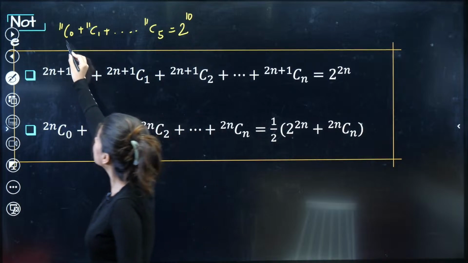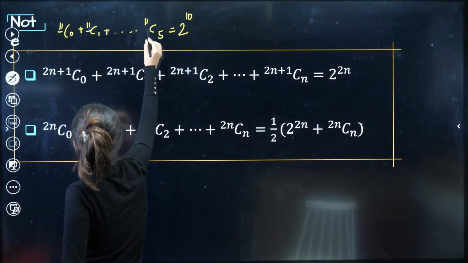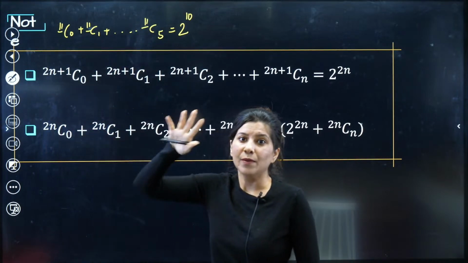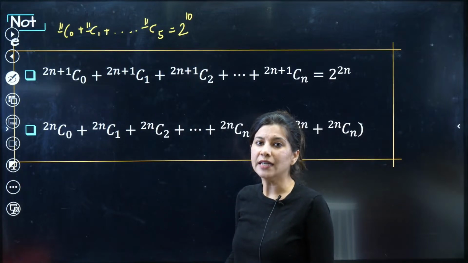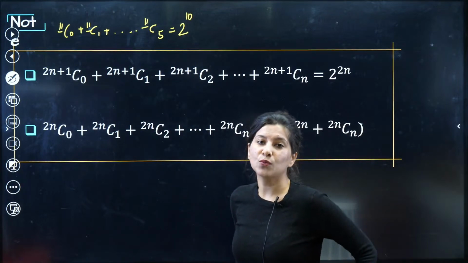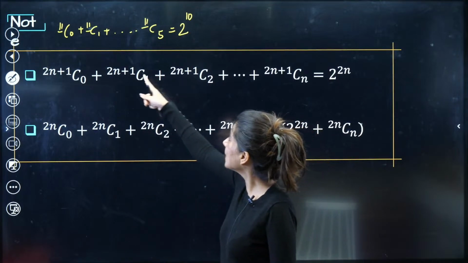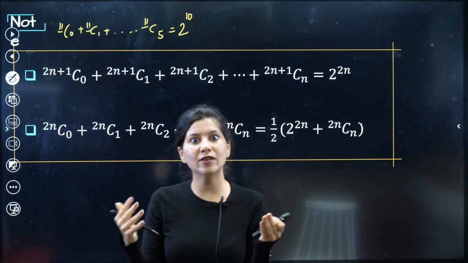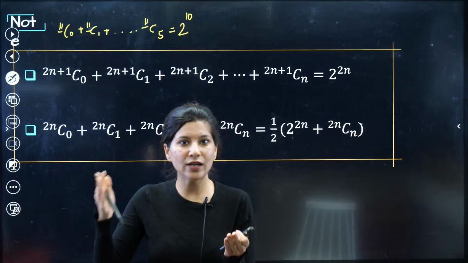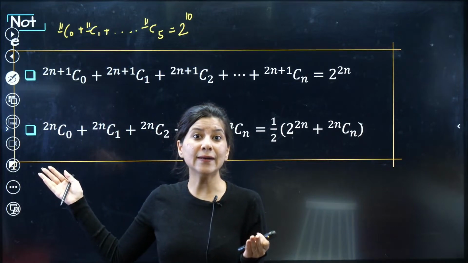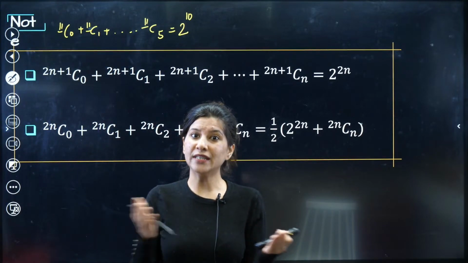So 2n plus 1, we should have an odd number over here. That is the first thing, because if we have an odd number, then the number of overall terms would be even. So if it is 11, in the complete series there will be 12 terms: 11C0, 11C1, 11C2, up to 11C11. How many terms? 12 terms.